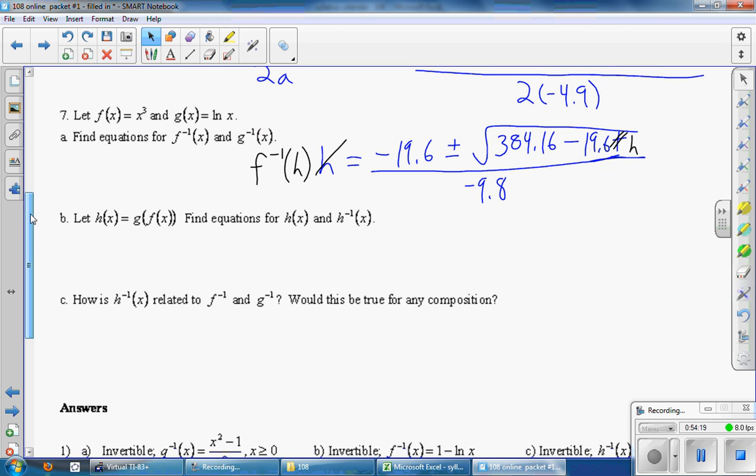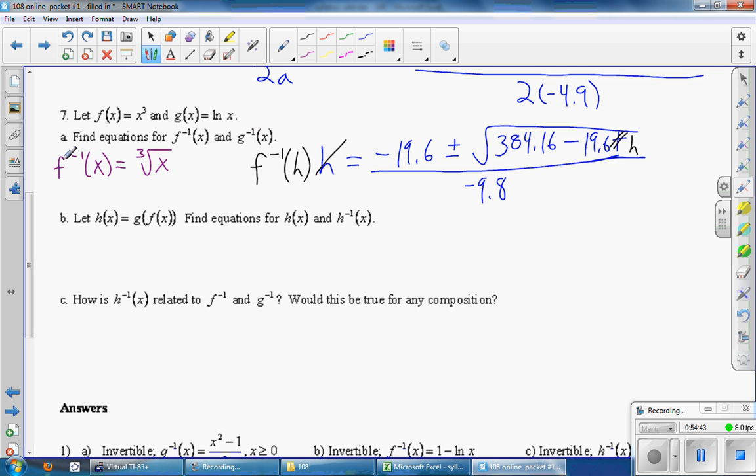Okay, and then finally, mercifully, the last one, number 7. Let f of x equal x cubed, g of x equal ln of x. Find equations for f inverse and g inverse. Okay, so we can do that first. F inverse of x, you can go through the process, but this one is easy enough. What's the opposite of cubing something? Is taking a cube root of it.